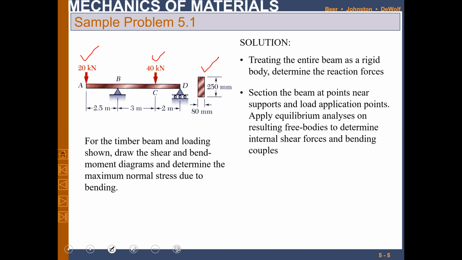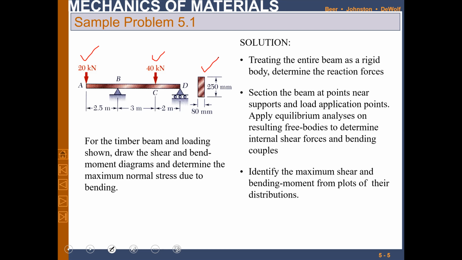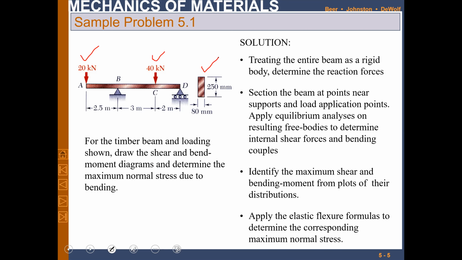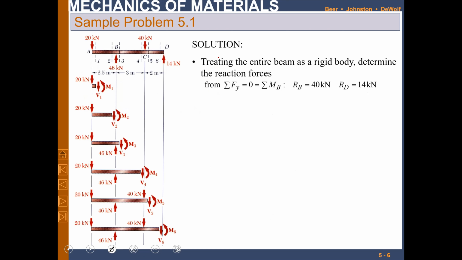First, we will assume that everybody is rigid, and we will do the static part, that is determining of the forces. And then we will take the sections of the beams to calculate the shear forces and the bending couples. And then we will identify where the maximum shear occurs and where the maximum bending moment occurs. Then we will apply in the end elastic section formulas to calculate the maximum normal stresses. So here is the systematic way we can go for it, right?